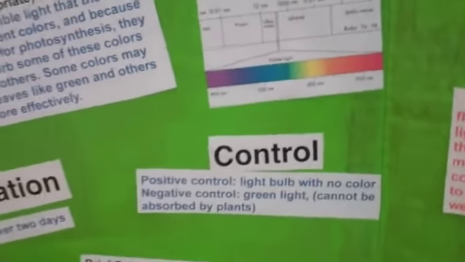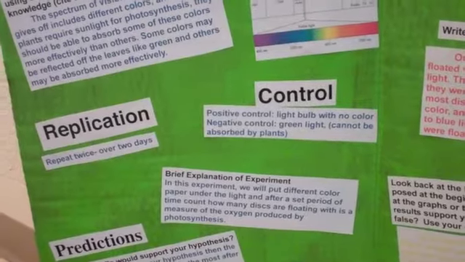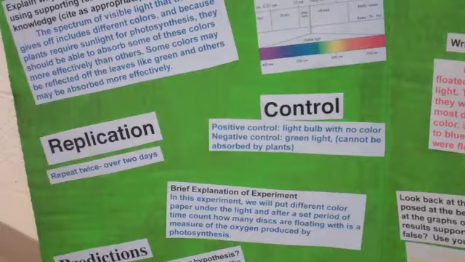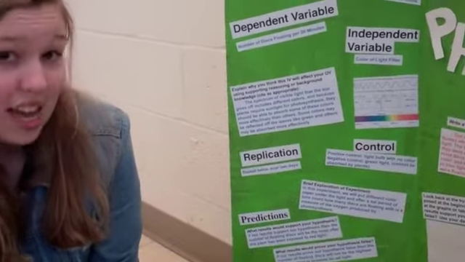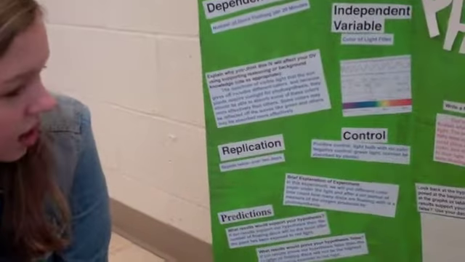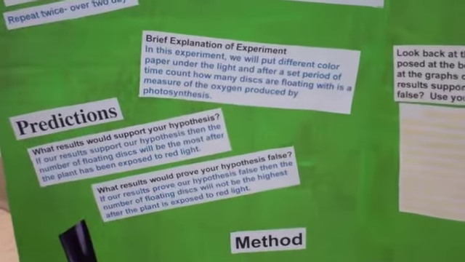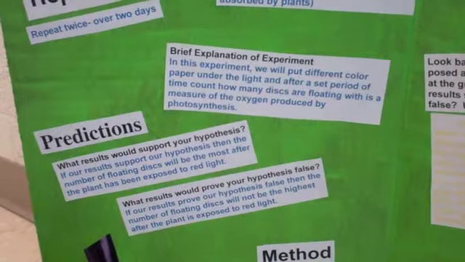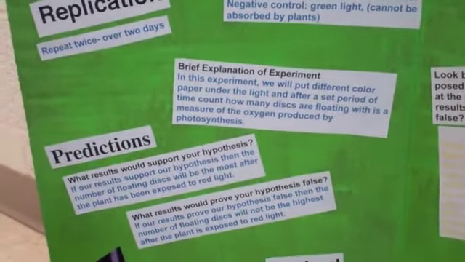Our replication was repeating the experiment twice over 2 days. Our control was a light bulb with no color. This was our positive control because we knew it was effective. Our negative control was green light because we knew it cannot be absorbed by plants. In this experiment, we will put a different color paper under the light and after a set period of time, count how many discs are floating, which is a measure of the oxygen produced by photosynthesis.